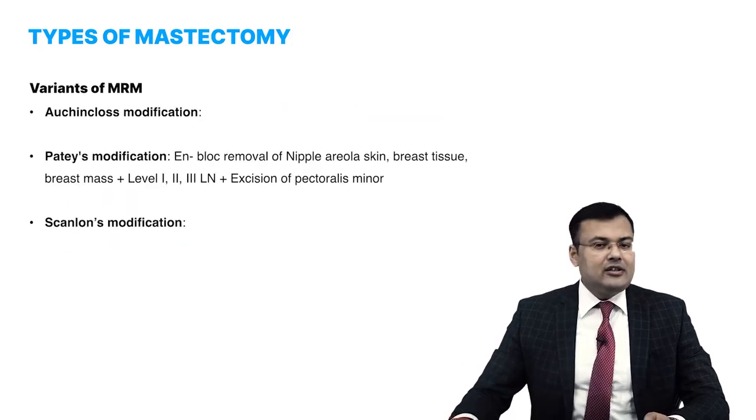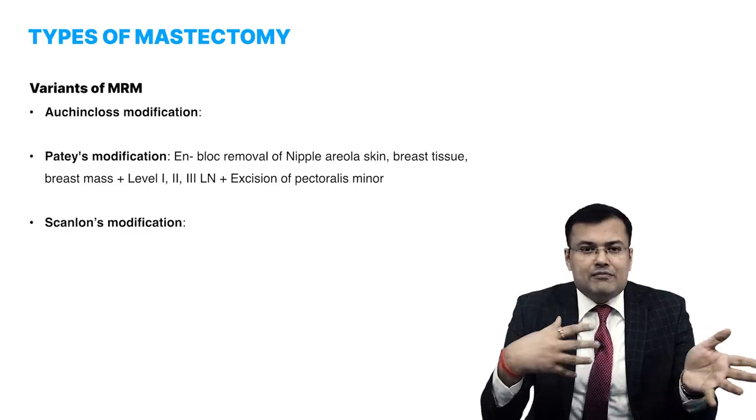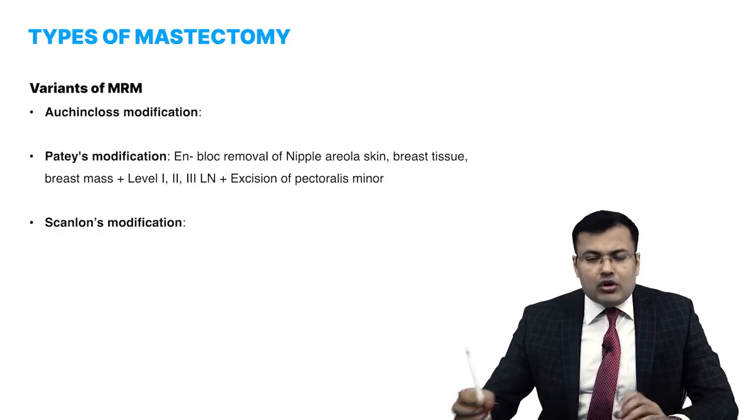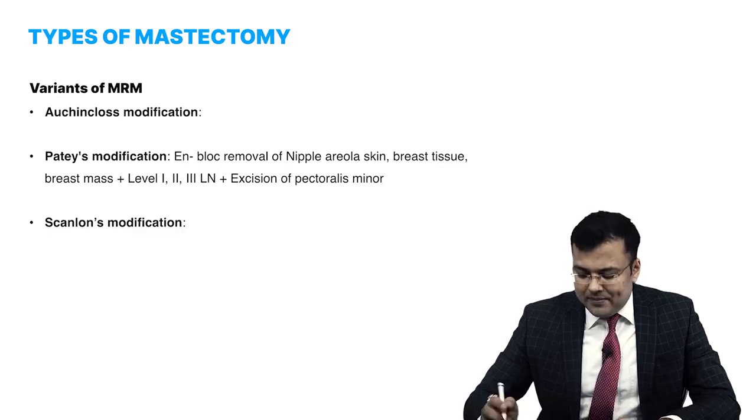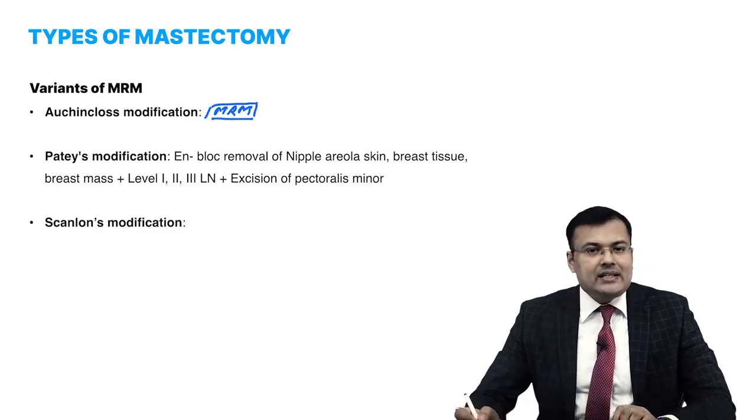After that, there is another question which is asked frequently. What are the variants of MRM? Variants of modified radical mastectomy. First of all, Auchincloss modification. So Auchincloss modification is same as MRM, same as modified radical mastectomy.